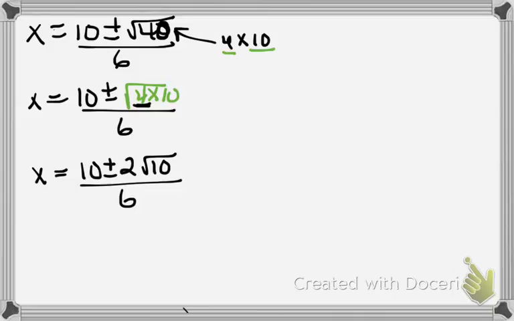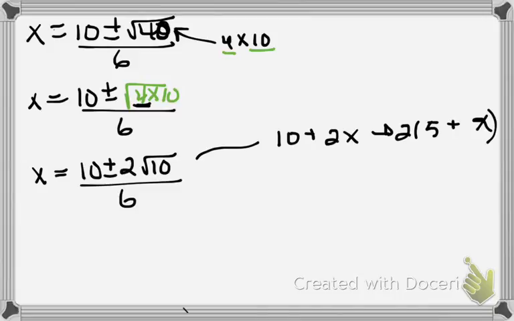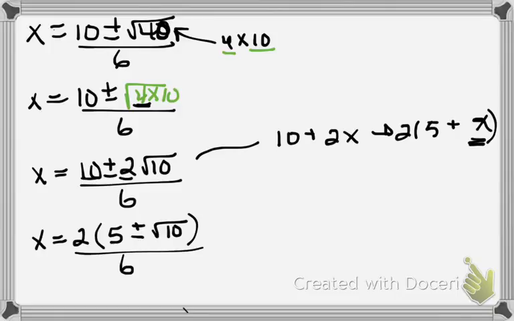Now to get this in fully simplified form, I want to think about this as if it were 10 plus 2x. In order to common factor this, we would take out a 2, and we would have 5 plus x left. I'm going to do almost the exact same thing with our square root here. I'm going to take out the 2 from this 10 and this 2. Now I'm left with 5 plus or minus the root 10. In this case the root 10 is like this x here. And this is still over 6.